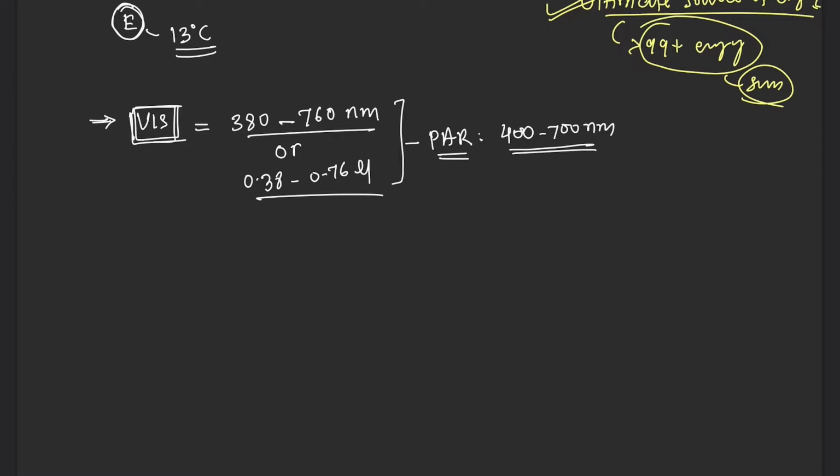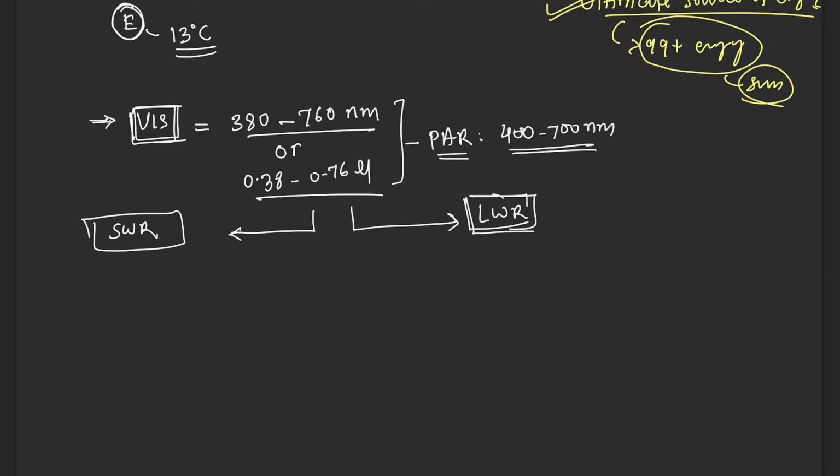Radiation having a wavelength less than visible radiation is called short wave radiation. And if the wavelength of the radiation is more than visible radiation, that means more than 760 nanometer, then that is called long wave radiation, right?